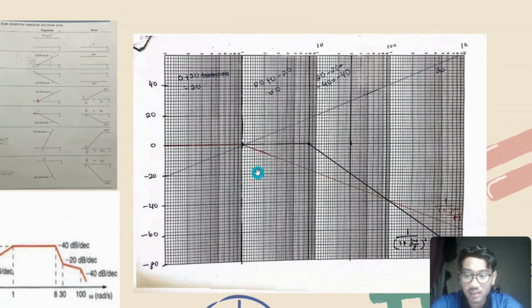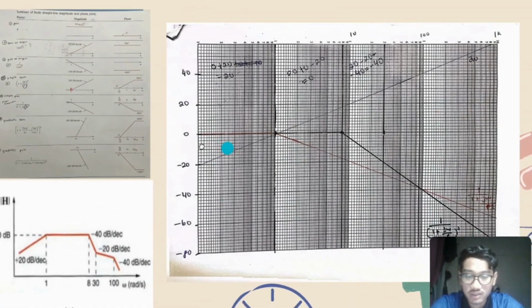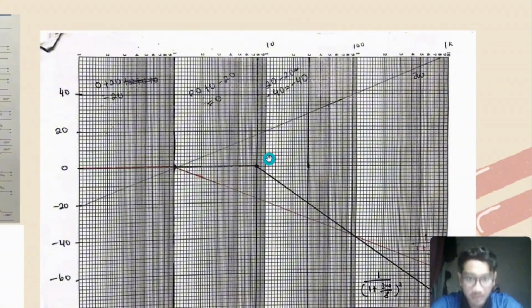So how do we get a negative 40 dB per decade? First, we know that same.